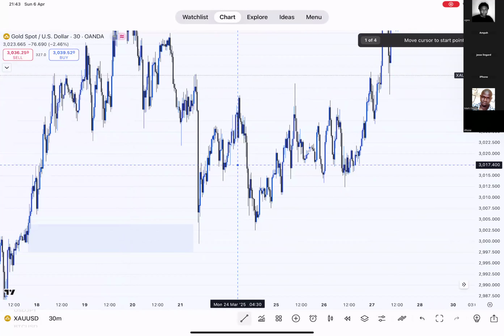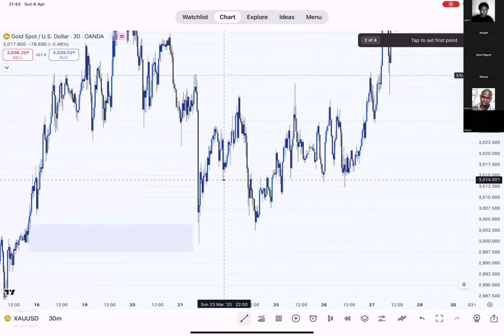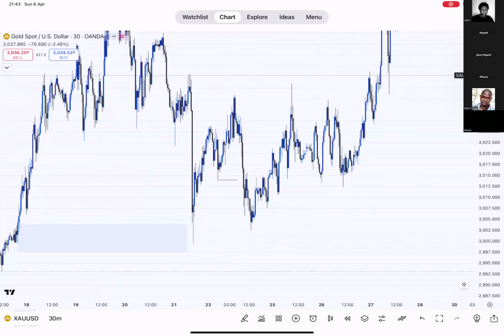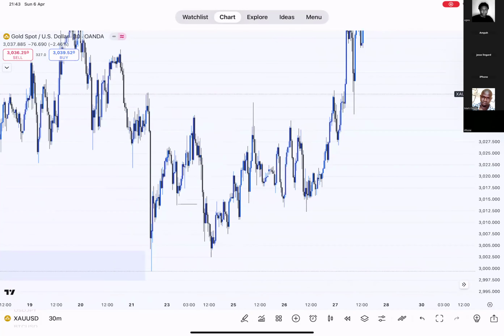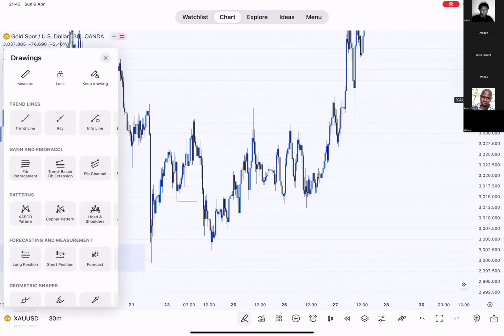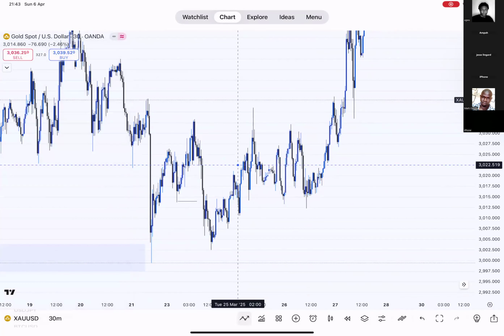Now, for example, you can see a change of character here. And this is a normal change of character. That's why I said avoid those change of character you see in lower time frame, which is the minor change of character. Now, I've gotten my expectation in bigger time frame, which is bullish.